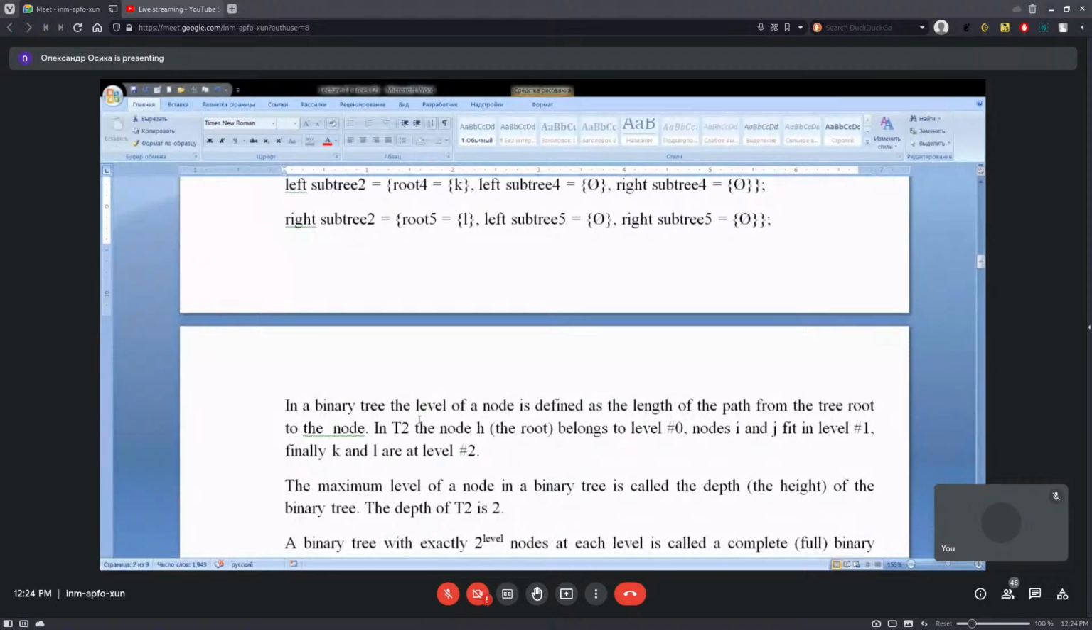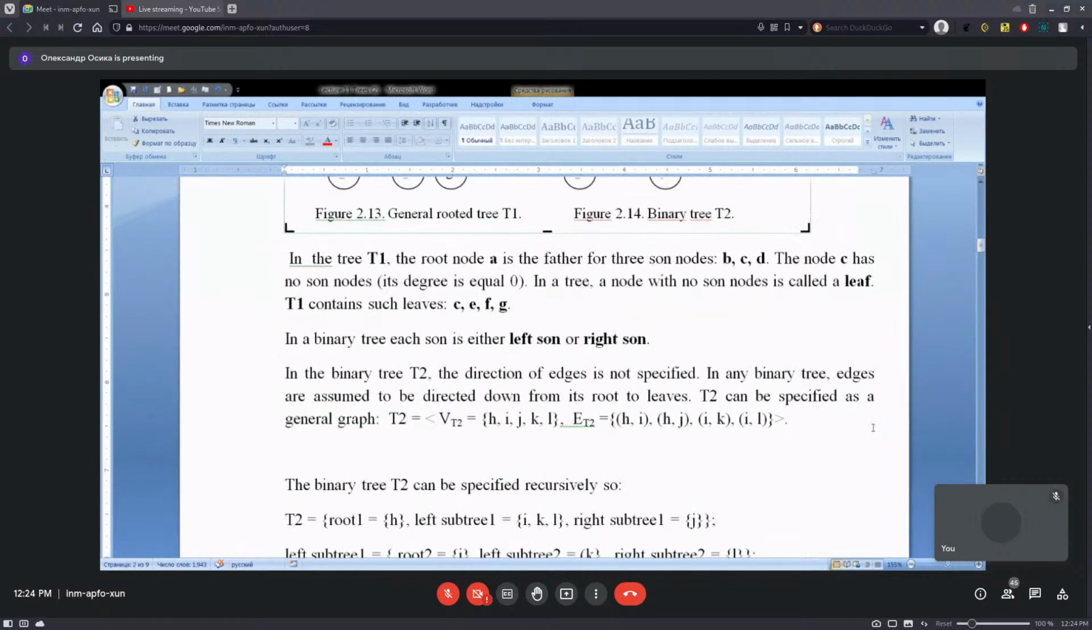In a binary tree, the level of a node is defined as the length of the path from the tree root to the node.